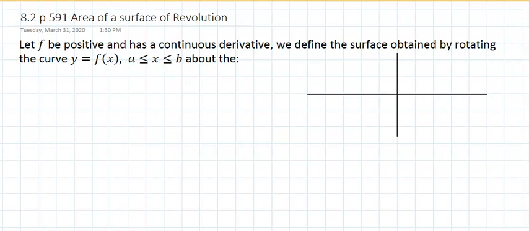Section 8.2 is on page 591, talks about area of a surface of revolution. So suppose I have a function f, let it be positive and continuous derivative. We define the surface by rotating the curve y equal f of x. Let's say y equal f of x looks like this. And I'm really interested in running this from A to B. And I'm going to rotate this about the x-axis.